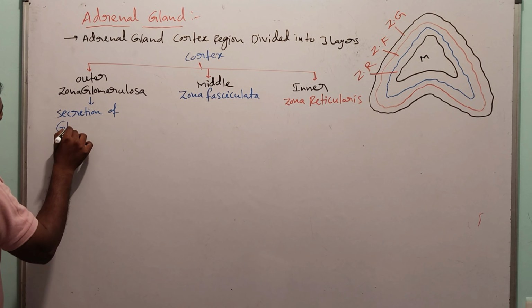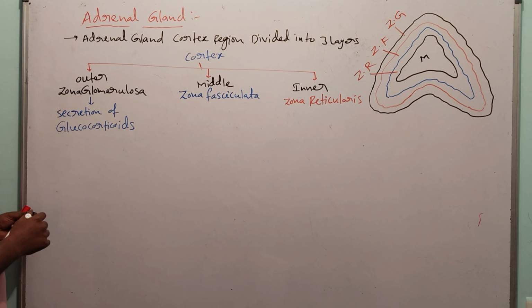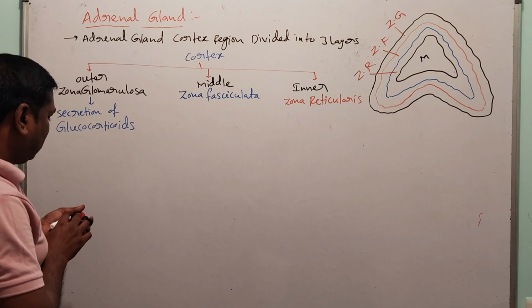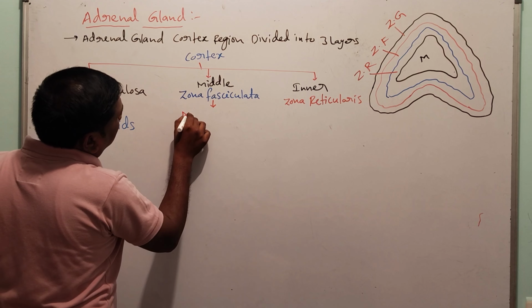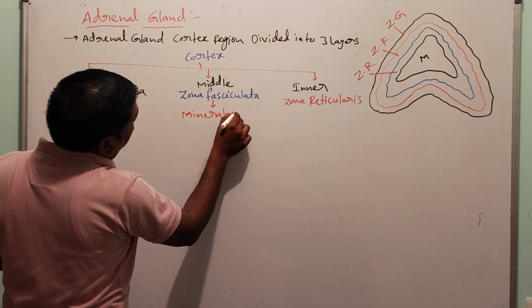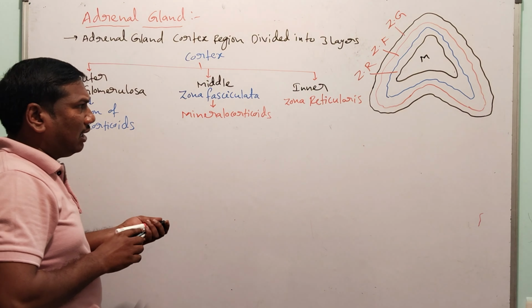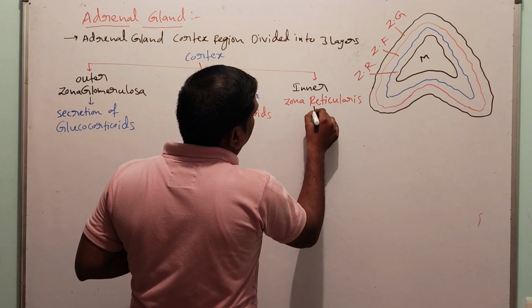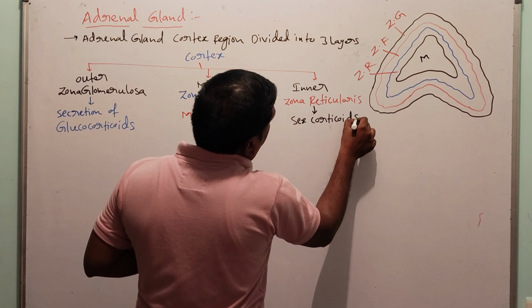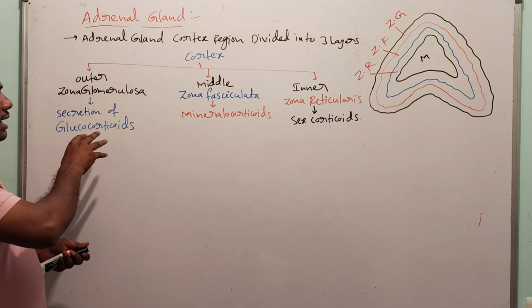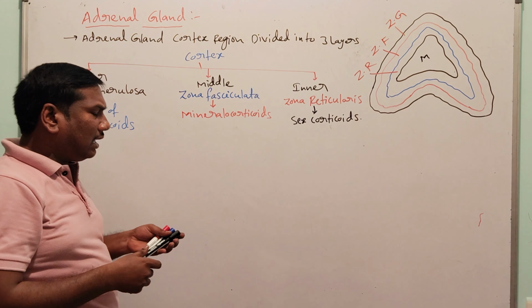Zona glomerulosa, secretion of glucocorticoids. Zona fasciculata, secretion of mineralocorticoids. Zona reticularis, secretion of sex corticoids.